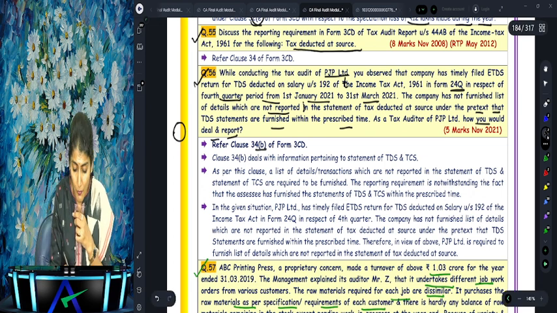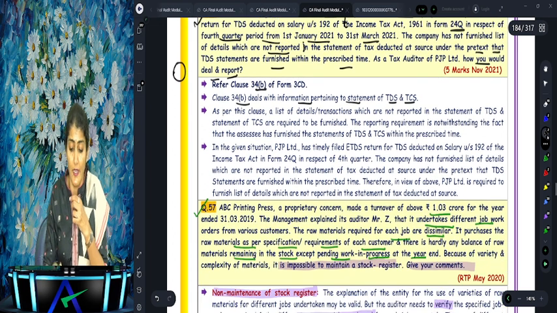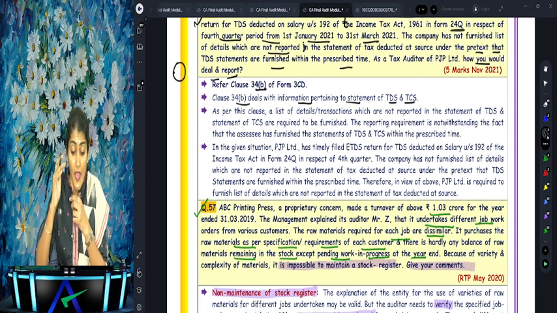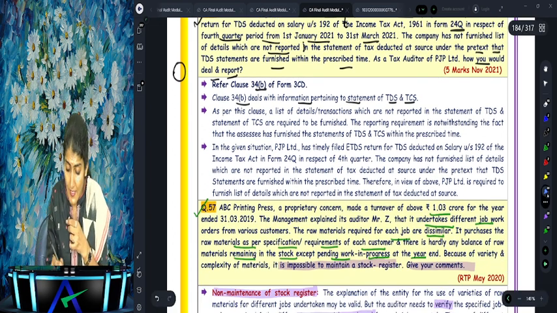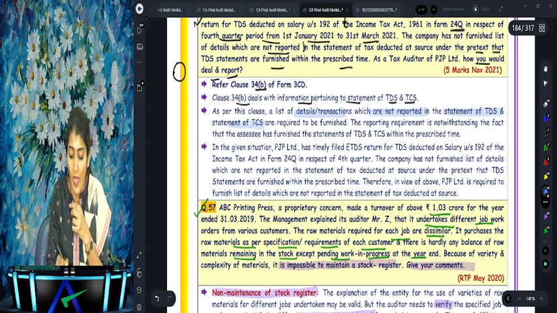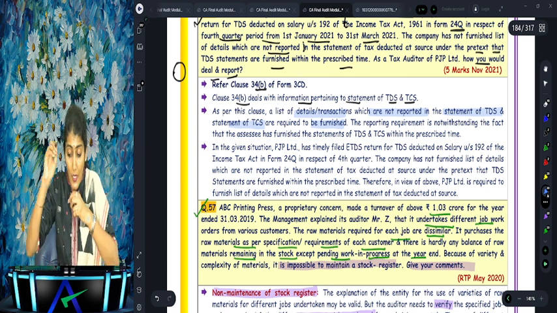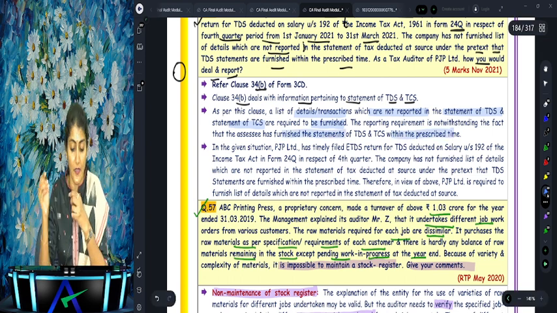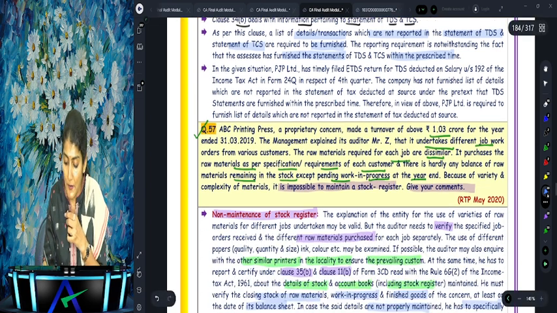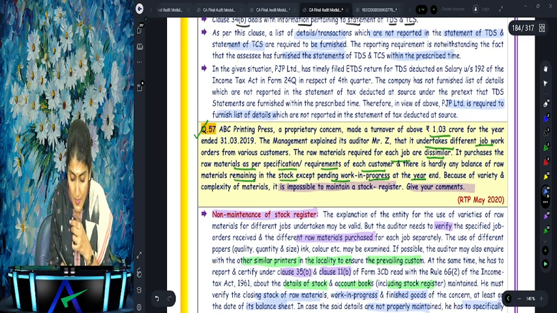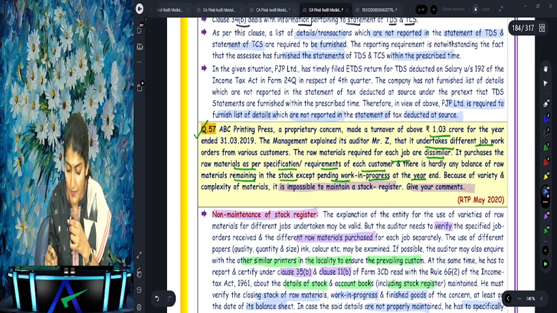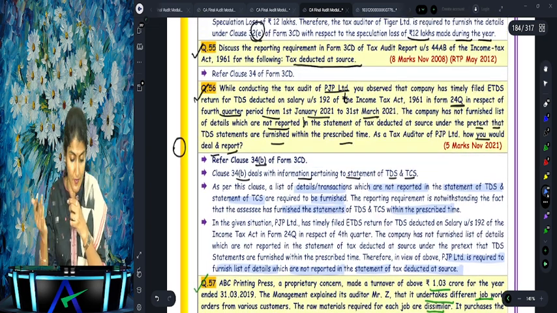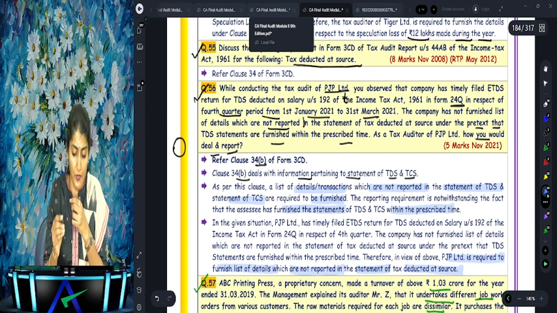Yes, so 34B, right? So 34B deals with the information pertaining to the statement of the TDS and TCS. As per this clause, a list of the details and the transactions which are not reported in the statement of TDS, TCS are required to be furnished. The reporting requirement is notwithstanding that the assessee has furnished the statement within the prescribed time. Right? In view of the above, PJP Limited is required to furnish the list of details which are not reported in the statement of the TDS, right? Which are not furnished in the statement of the TDS.